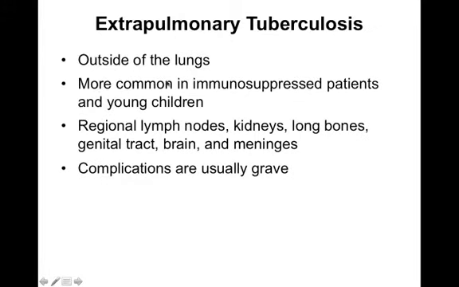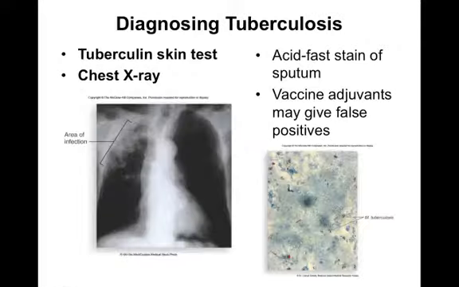And what can end up happening because of this drainage is you can get extrapulmonary tuberculosis, and this is where you get TB outside of the lung. You'll get this a lot in immunosuppressed patients or young children who have tuberculosis, and this is where you'll get TB growing in the lymph nodes, kidneys, long bone, genital tract, brain, and meninges. And this is very severe. There's really hardly anything you can do at this point other than support the person and hope for the best.